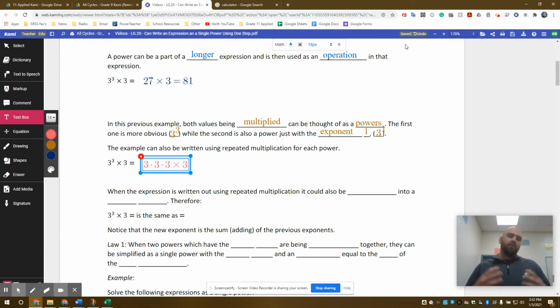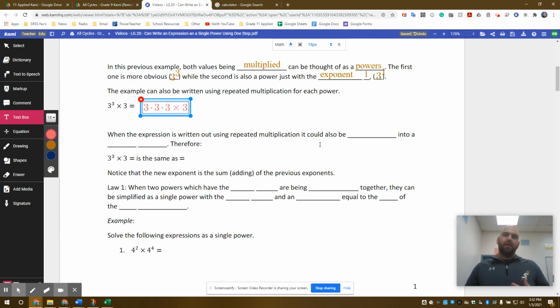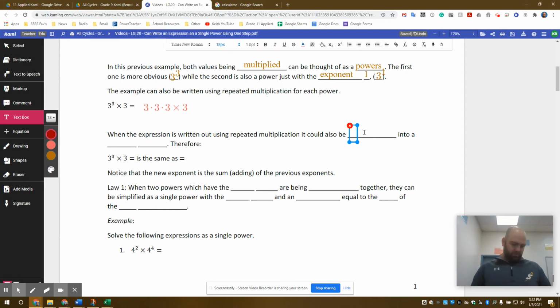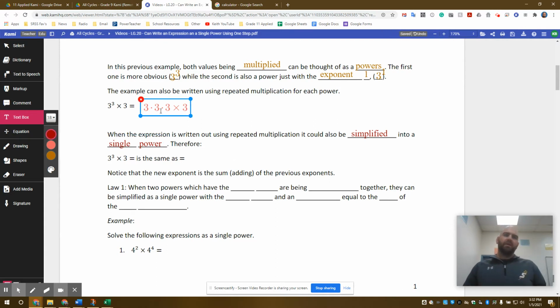Now, you'll notice that when the expression is written out using repeated multiplication, it could also be simplified into a single power. What do I mean by that? I'm jumping ahead a little bit here. When we look here, we're actually just multiplying 3 together 4 times. We're not multiplying 3 together 3 times and then multiplying by 3 again. We're just multiplying it 4 times.